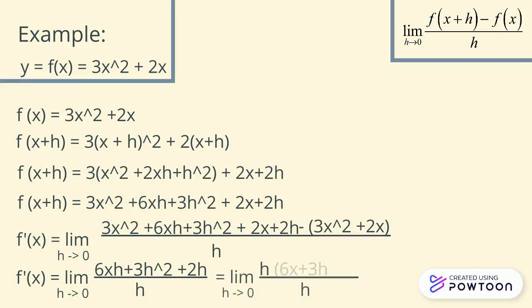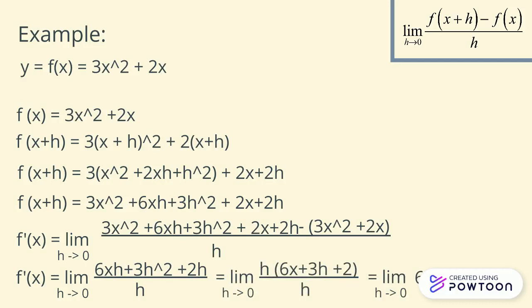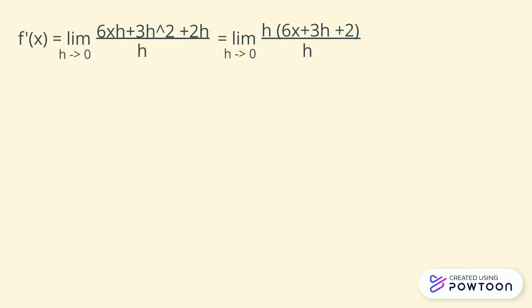We end up with the derivative equals the limit as h goes to 0 of h times 6x plus 3h plus 2, over h. Those h's cancel, and we end up with just 6x plus 3h plus 2.